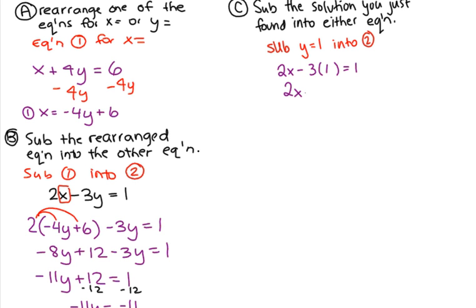2x minus 3 equals 1, then plus 3. This is the fun stuff. 2x equals 4. Then divide by 2.